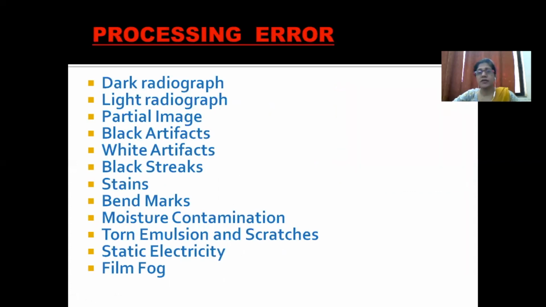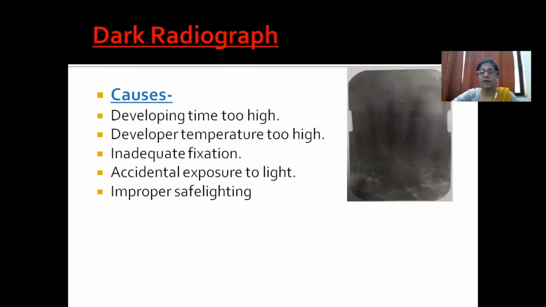Now there are processing errors. A dark radiograph can also occur, and a light radiograph can also occur. We have recently seen it because of patient preparation, but it can be because of processing error also. Like partial image, black artifact, white artifact, black streaks, stains, veins, moisture contamination, tar, emulsion, scratches, static electricity, and film fog. Now it is very important to identify the radiograph and why this occurs so that we can rectify it. Now we'll see why a dark radiograph occurs.